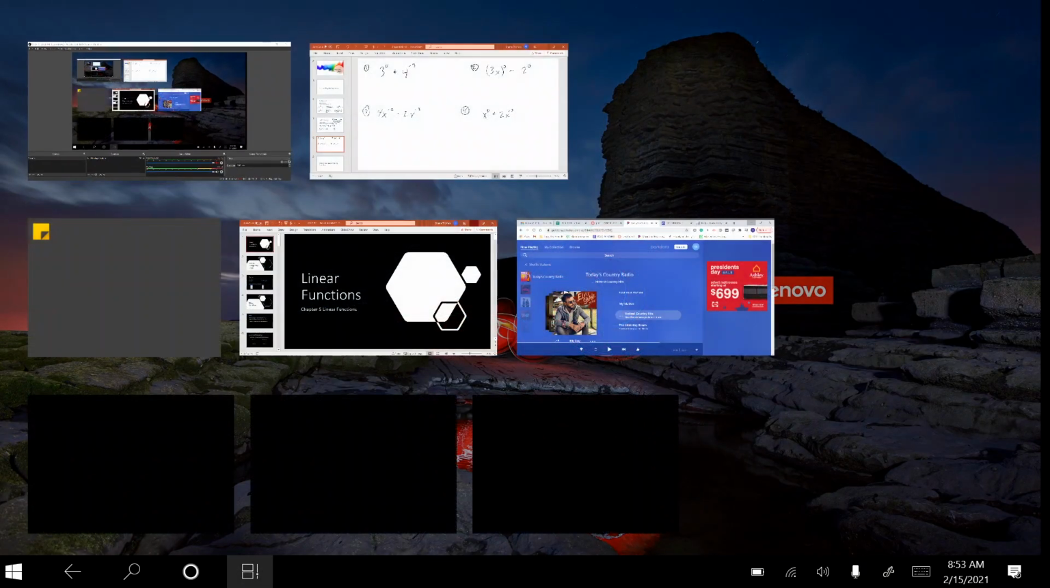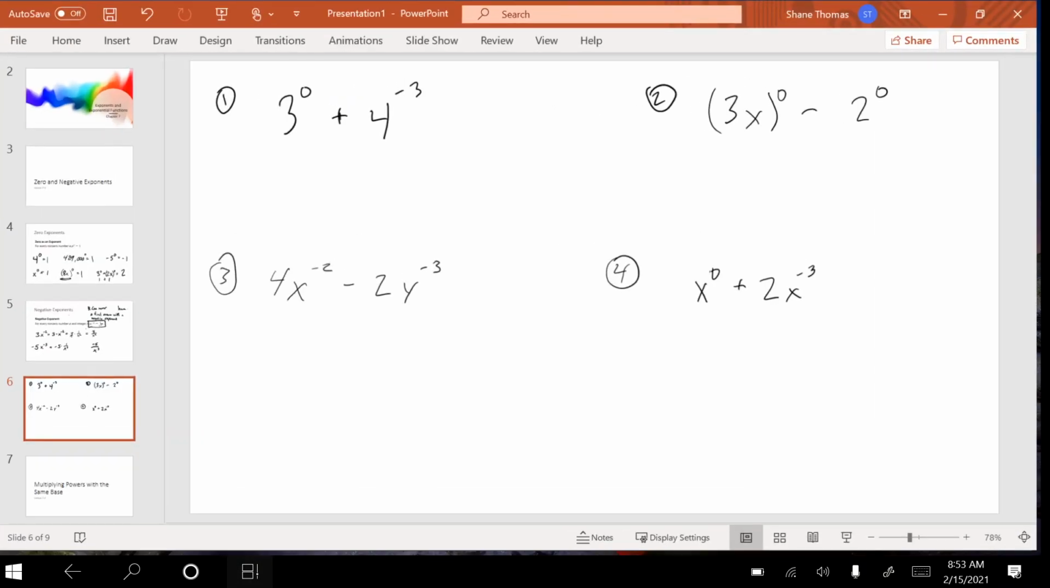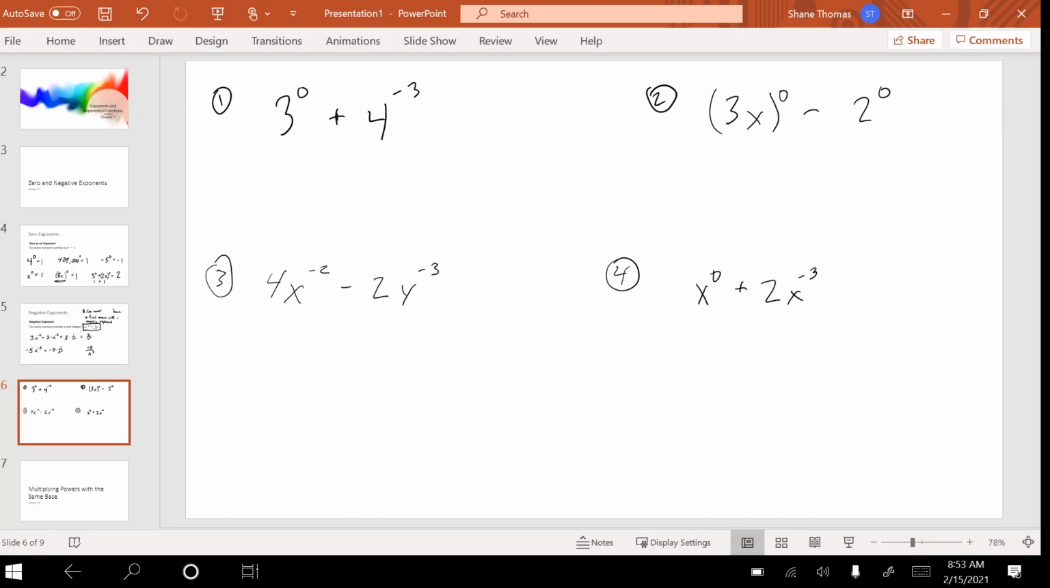So let's go over these. Who wants to walk me through the first one? All right, go ahead. What's 3 to the 0 power? 1. And what's 4 to the negative third? 1/64. 1 over 64.